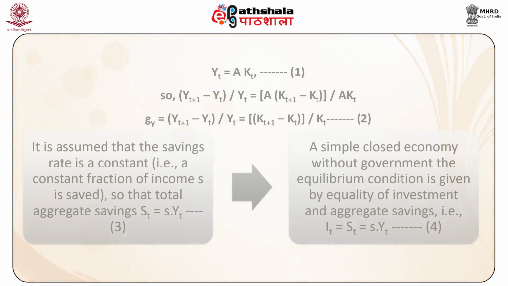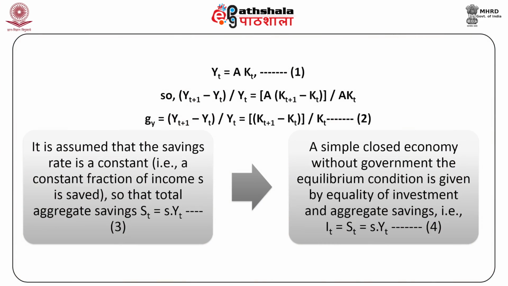Since the production function is given by Yt = AKt, which is 1, so (Yt+1 - Yt)/Yt = A(Kt+1 - Kt)/AKt, or gY = (Yt+1 - Yt)/Yt, which is equal to (Kt+1 - Kt)/Kt, which is equation 2.